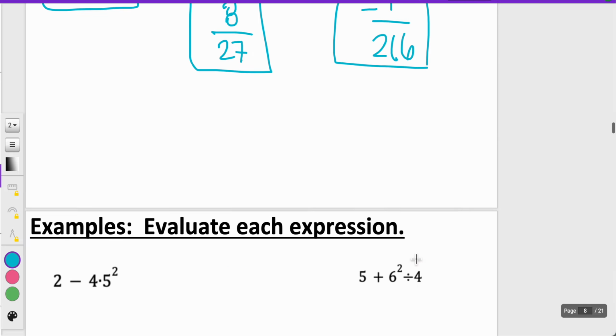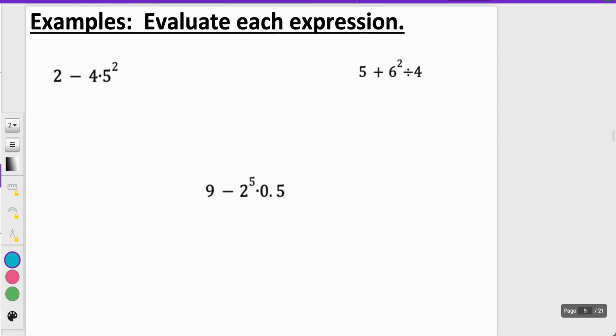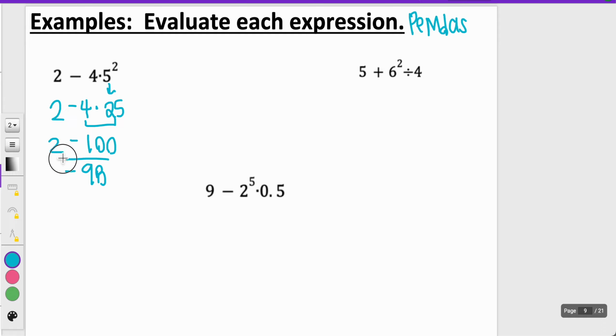Okay? Next up, we're going to see some more evaluation, but now we've got multiple operations, so we want to think about this as PEMDAS. So we start with parentheses. In the first one, no parentheses, but we do have exponents. This will be 25, bring down everything else like you see it. Then I'm going to multiply. 4 times 25 is 100. And then last step, subtracting 2 minus 100, -98.